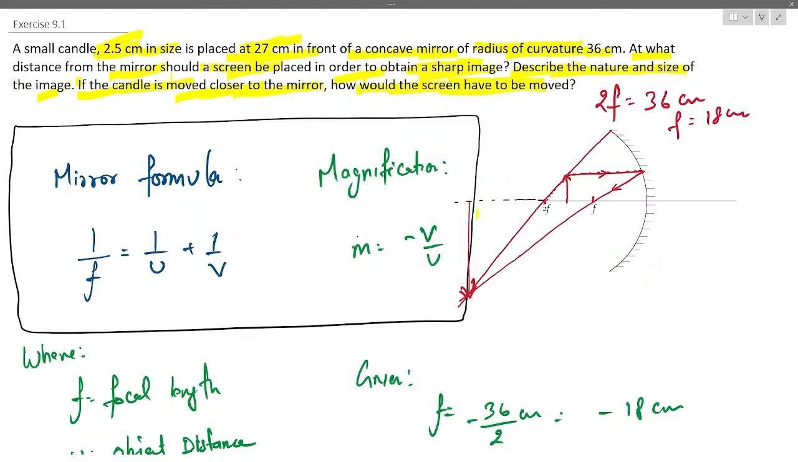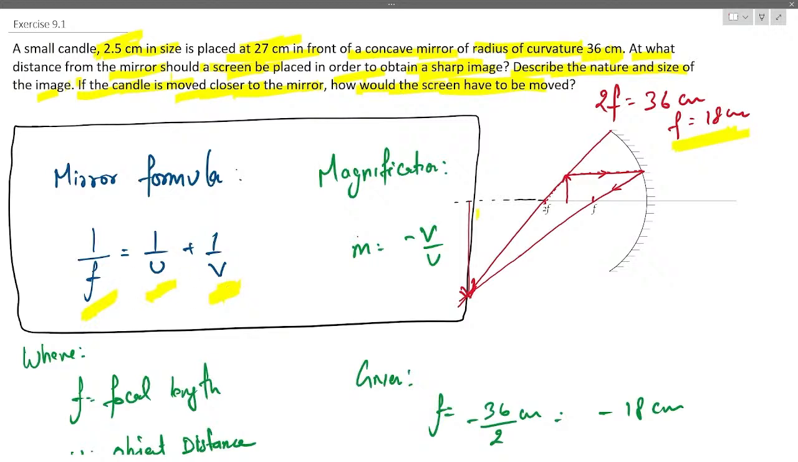So let us proceed. We can use the mirror formula over here, which is given by 1 by f equals 1 by u plus 1 by v, where f is the focal length, u is the object distance and v is the image distance. The radius of curvature of this mirror is 36 centimeter, so the focal length is 36 by 2, that is 18 centimeter. Object distance is given, and since it is in front of the mirror, u is going to be negative, that is minus 27 centimeter. Using this formula, we can calculate the value of v, because only v is unknown over here.